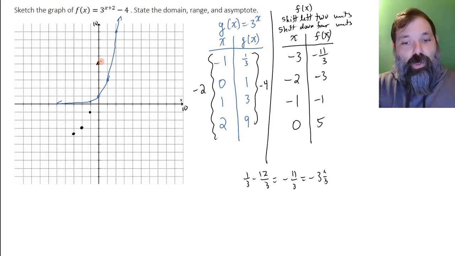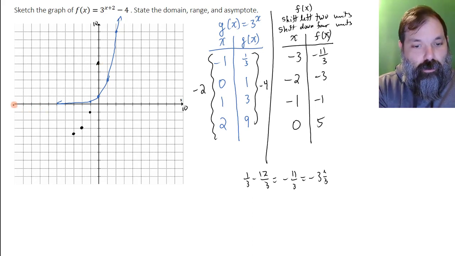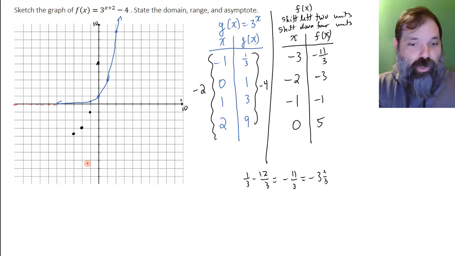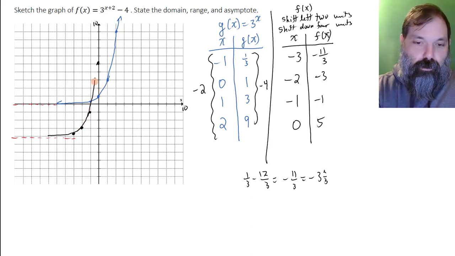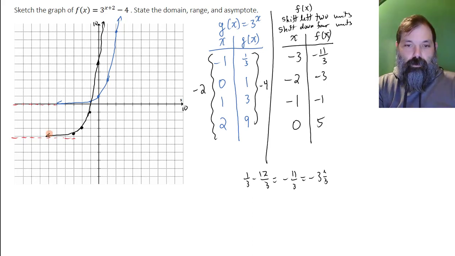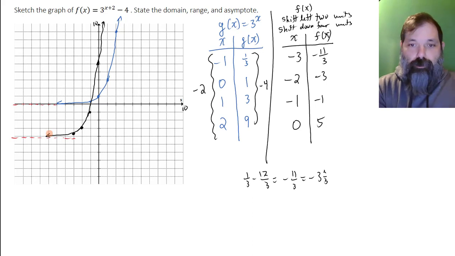All right, so also our asymptote, the original asymptote was at y equals 0. That's going to shift down 4 units as well. And so we get a graph that looks roughly like this. And it will continue on to the left. It will continue on to the right.